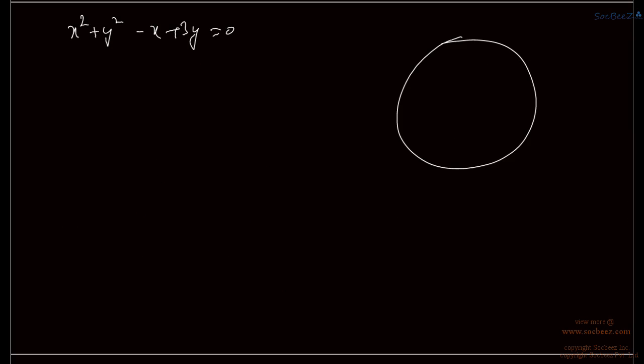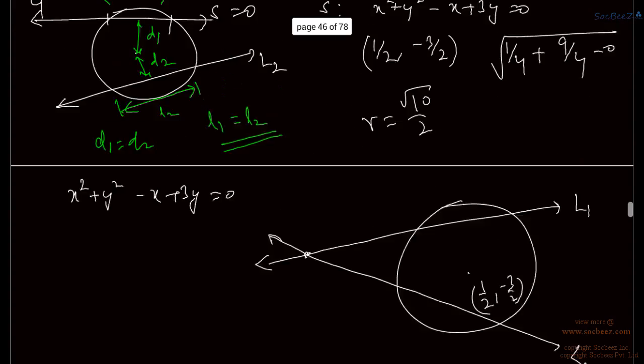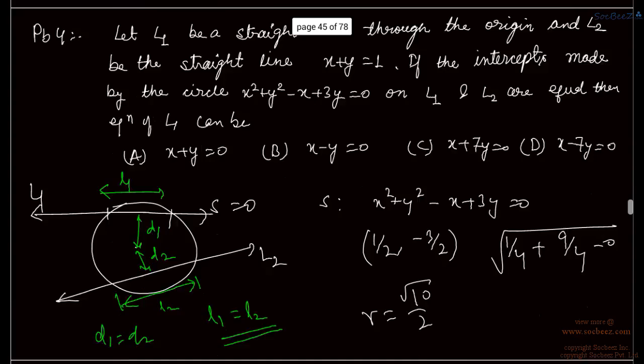So we have this circle, okay, and its center is (1/2, -3/2), and we have a line L1 whose equation is not known, just known that it is passing through, and there is a line L2. Okay, this is say line L2, and the intersection of line L1 and L2 is passing through the y-axis. It is given that L1 be a straight line through the origin, okay, and L2 be a straight line. Okay, this is not the actual case.